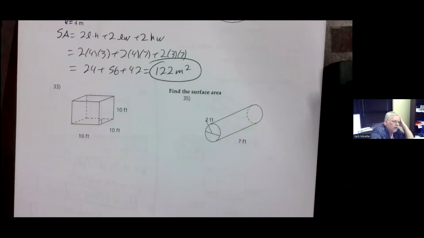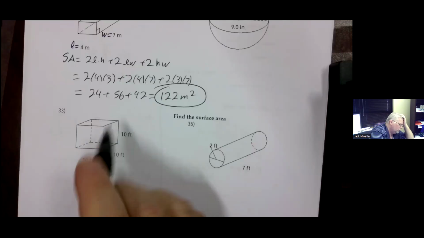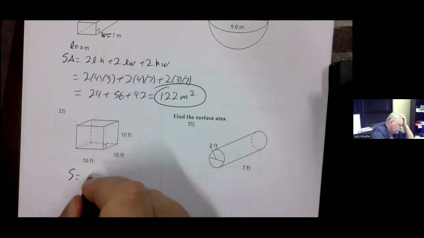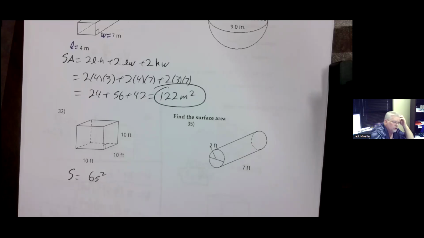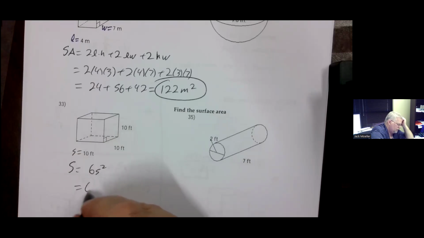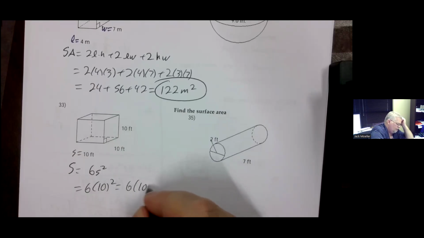If you want the area of that cube, you could do length times width, or since it's a cube, you could use the quicker version of 6s squared, where s is that side. So that would just be 6 times 10 squared. That's 600. We're dealing with feet, so feet squared.